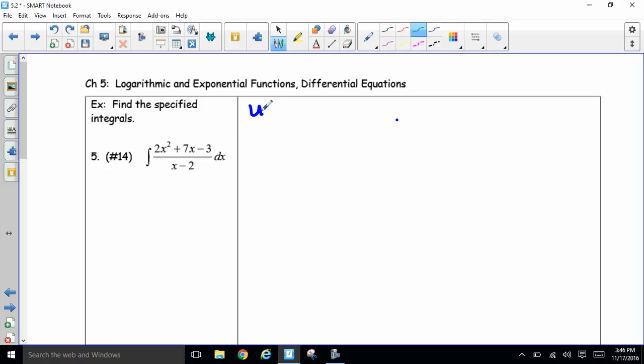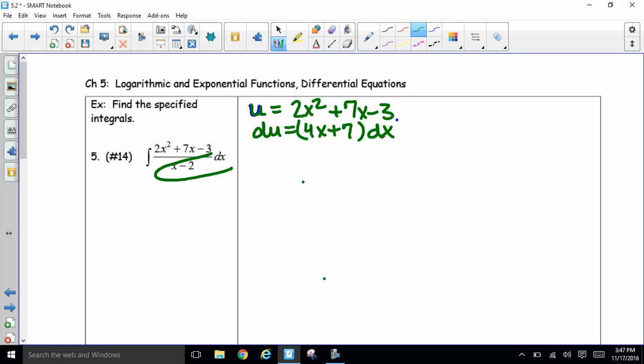So if we do change colors. If we do u equals 2x squared plus 7x minus 3, then du would be 4x plus 7, all of that in parentheses, times dx. Well, that's not what I have in the denominator at all. So that's not getting me to what I'm interested in at all. But I at least wanted to take a look.